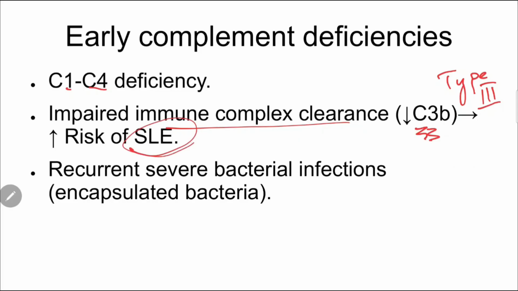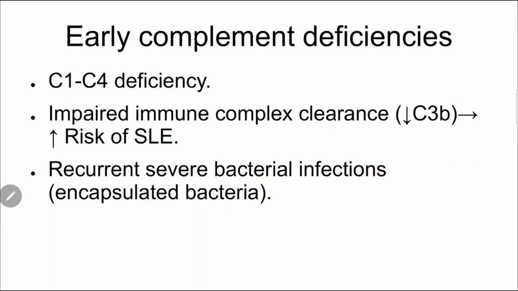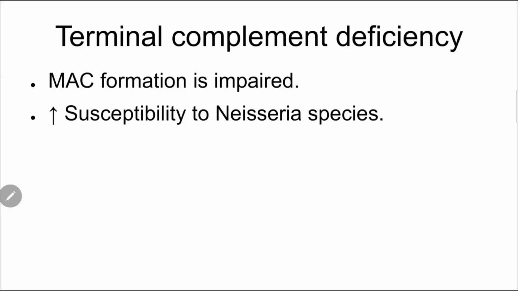Next, since you don't have C3b, and C3b is a great opsonization protein, right? If you don't have an opsonizer, you will be more prone to recurrent severe bacterial infections, especially by encapsulated bacteria, because encapsulated bacteria are removed from the body via opsonization, especially by antibodies and complement proteins, especially C3b.